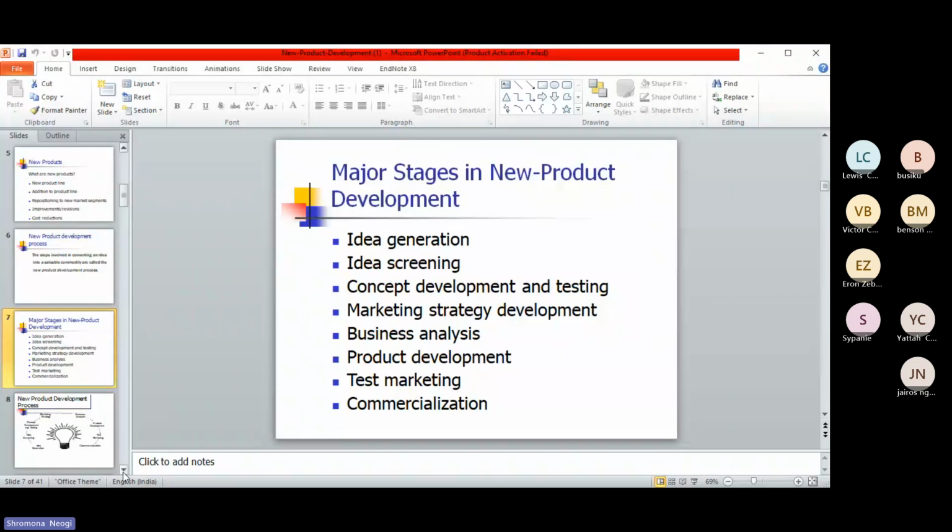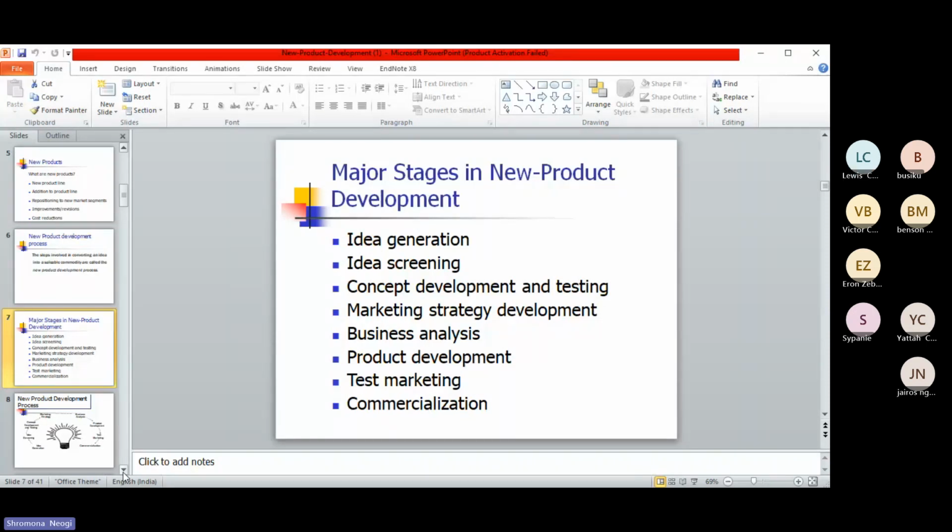Marketing strategy and business analysis. I'll talk about it together. Now that we have already selected the concept, we have decided on everything. It's now important to put together an initial marketing strategy to introduce the product to the market and analyze the value of the solution from a business perspective.